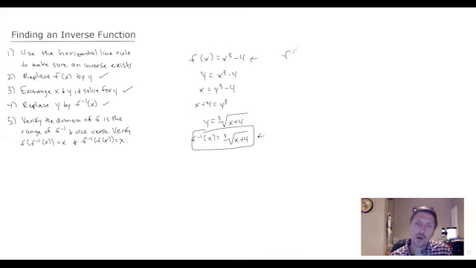So f inverse of x is equal to the cube root of x plus 4, all of that cubed minus 4. And so if we do that, cubing the cube root just takes that away. So we've got x plus 4 minus 4, and sure enough, that equals x.